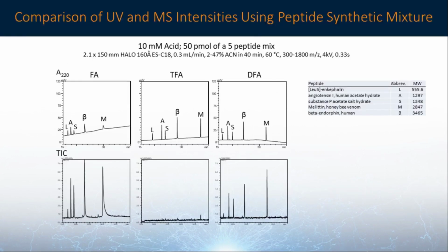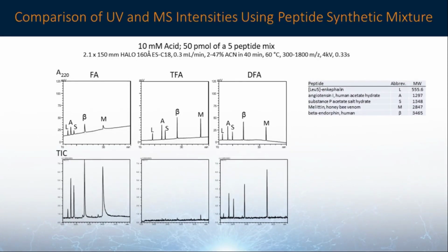The same trend can be observed for the comparison of UV and MS intensities using a peptide synthetic mixture. In these comparisons, we used a Halo 160 angstrom ESC18 column in 2.1 by 150 millimeter. The mix of peptides consisted of leucine enkephalin, angiotensin 1, substance P, melatonin, and beta endorphin. All the acids were used at a concentration of 10 millimolar.